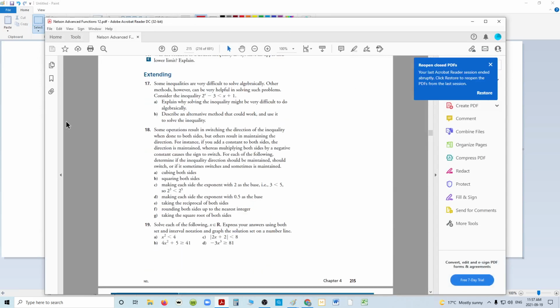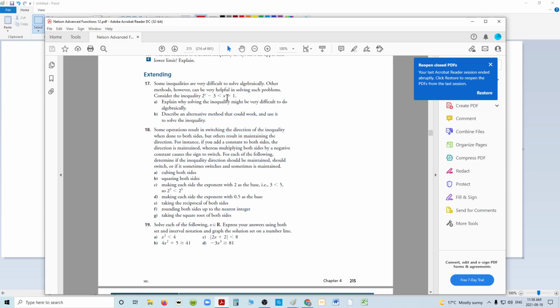Okay, some inequalities are very difficult to solve algebraically. Here's an inequality. Explain why solving this inequality might be very difficult algebraically. Because you have to learn how to do logs, to get an exponent, and any log of the left side, you have to do the log of the right side.